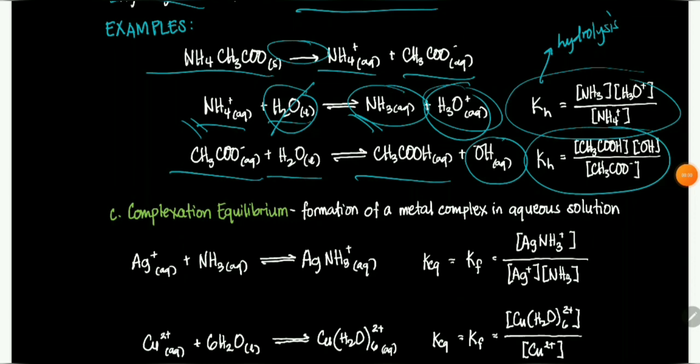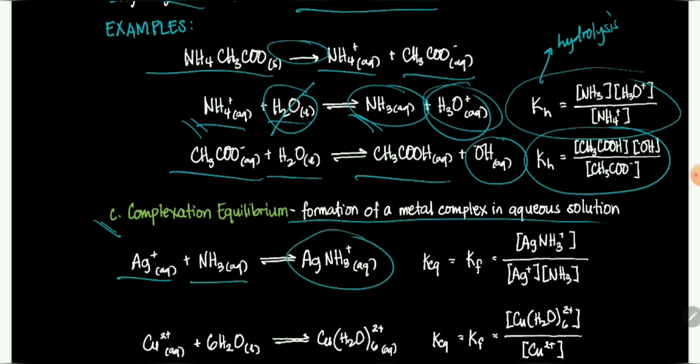Okay? So for this last one, we have the complexation equilibrium. So this equilibrium is pertaining to the formation of the metal complex in an aqueous solution. So for example, yung inyong Ag+, mag-interact siya with ammonia to produce the amine silver complex. So the KEQ there is the formation constant. Ito yung expression ng KEQ kapag complexation equilibrium. So makikita nyo dito, that's the concentration of the amine silver divided by the concentration of the Ag+ times the concentration of ammonia at equilibrium.